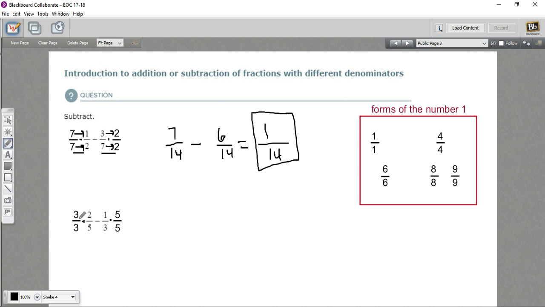So let's do our multiplication. 3 times 2 is 6, and 3 times 5 is 15. Then we have our minus sign. 1 times 5 is 5, and 3 times 5 is 15. Aha. So on the top we have 6 minus 5. So 6/15 minus 5/15 is 1/15. So that is how to do some subtraction with fractions with different denominators.